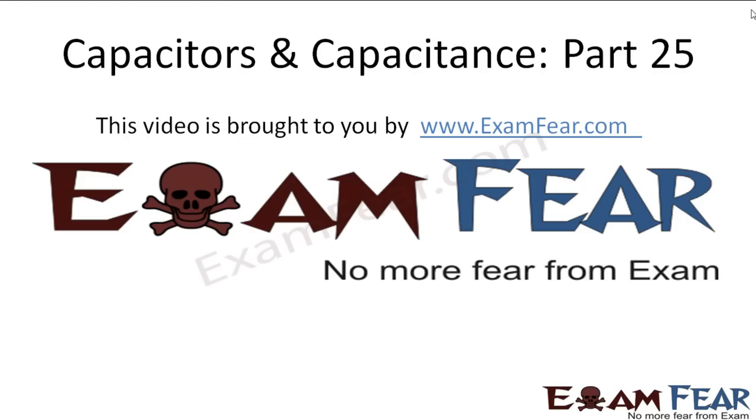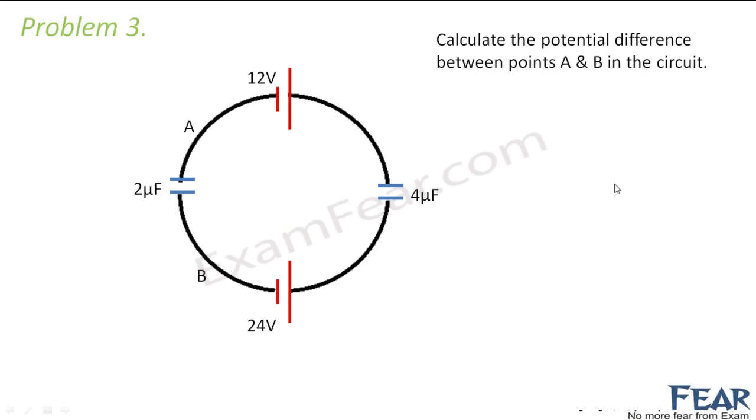Please make sure that you have watched all the videos till part 24 before going ahead with part 25. Here also you see a closed circuit and you are asked to calculate the potential difference between points A and B in the circuit. This is A and this is B.